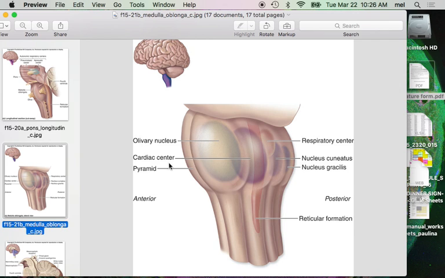And then the gray matter in the medulla oblongata does a couple of different things. The two most important things for you to know are that it helps with respiration, and it controls the entire cardiovascular function. Okay? So it ends up becoming very, very important physiologically.